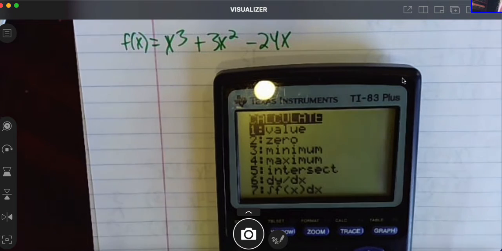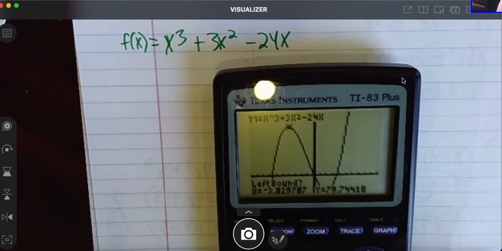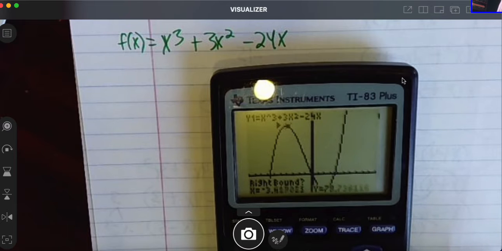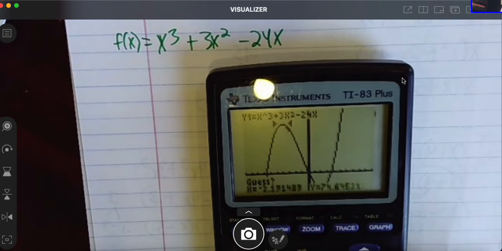And let's do the max first. So I'm going to press the number 4 or go down to 4 and press enter. So I have to scroll over to my max. And yeah, Emma, you're right. You're going to go to the left of it and press enter. And then to the right over here. See, it's using all this to take an average. Press enter. And now it tells me to go back to the tip top. And I got x equals 4.000 and the y was 80.